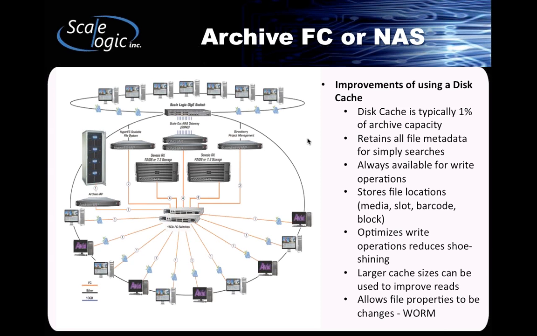Or you can just use cache simply to line up your archive and stream it down to the archive device more efficiently. So there's quite a few reasons that we'll go into that would allow you to determine what size cache you'd want to put in the middle between your primary storage and your archive.